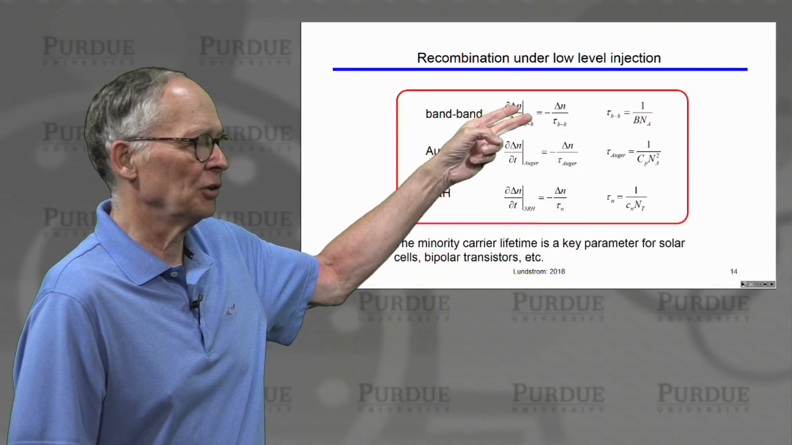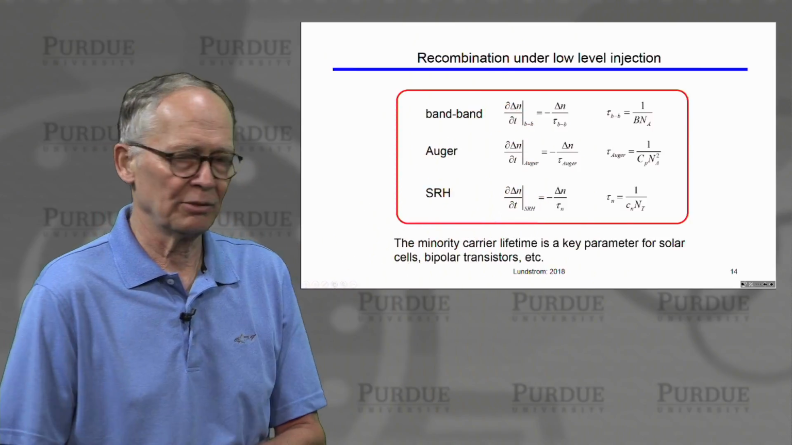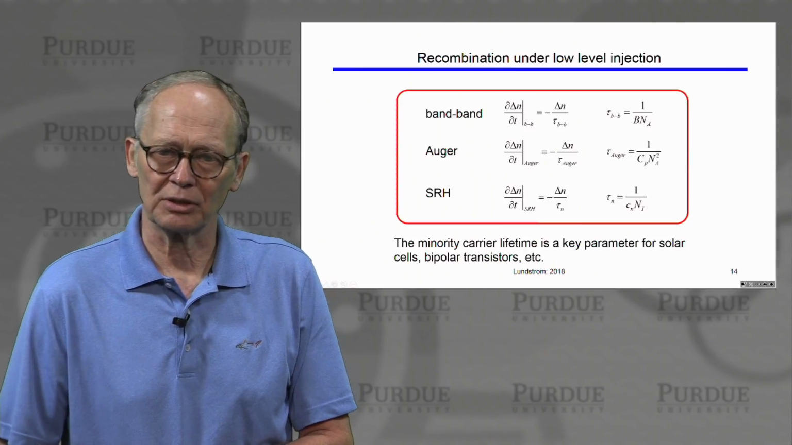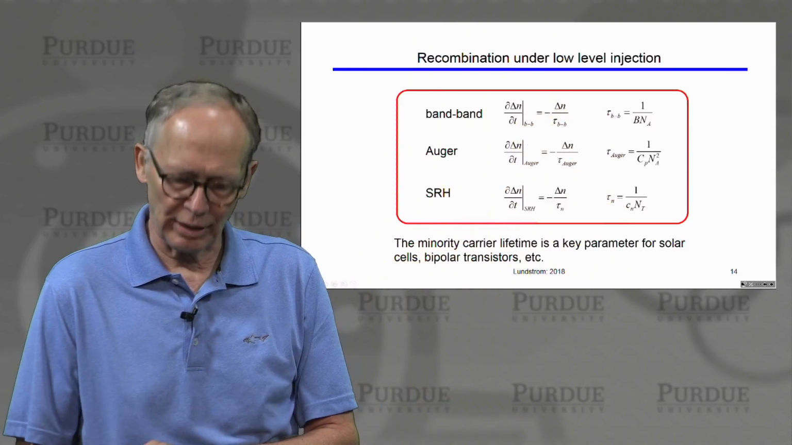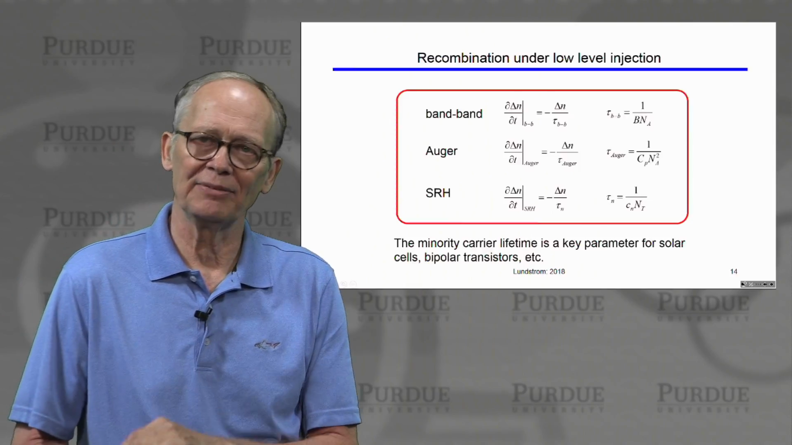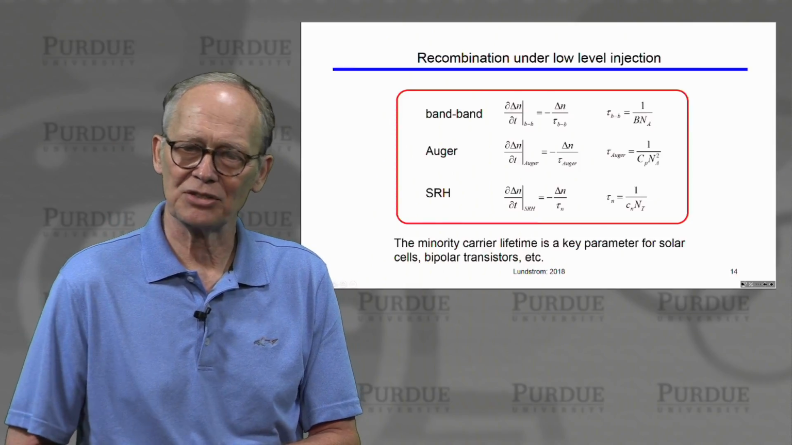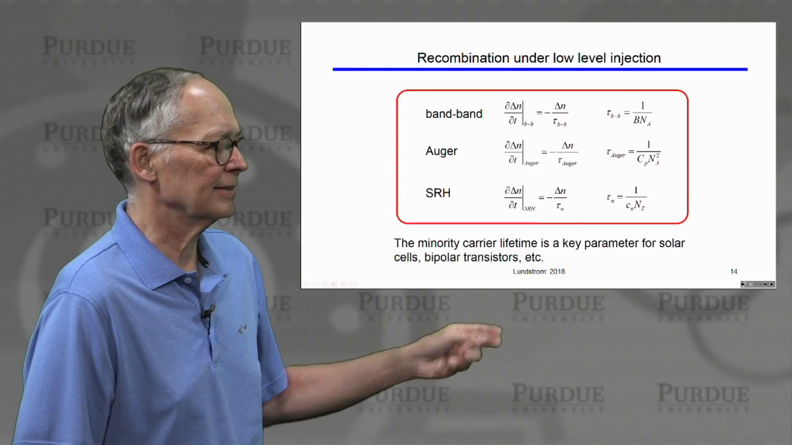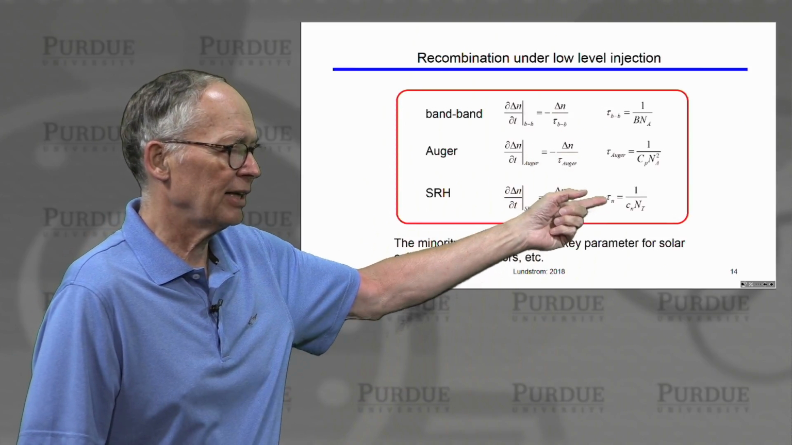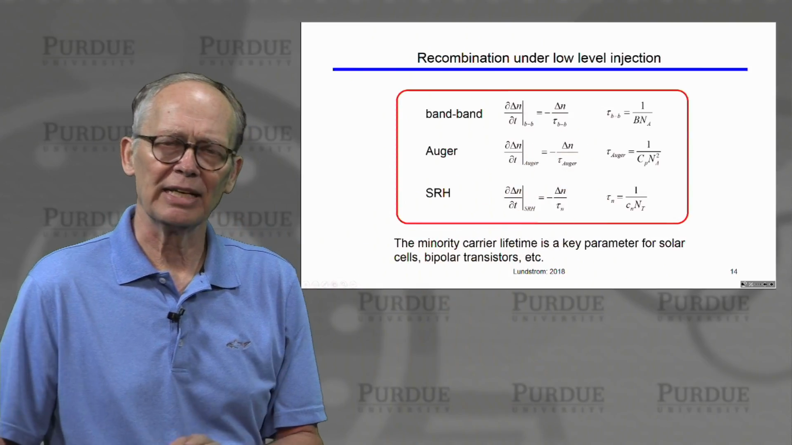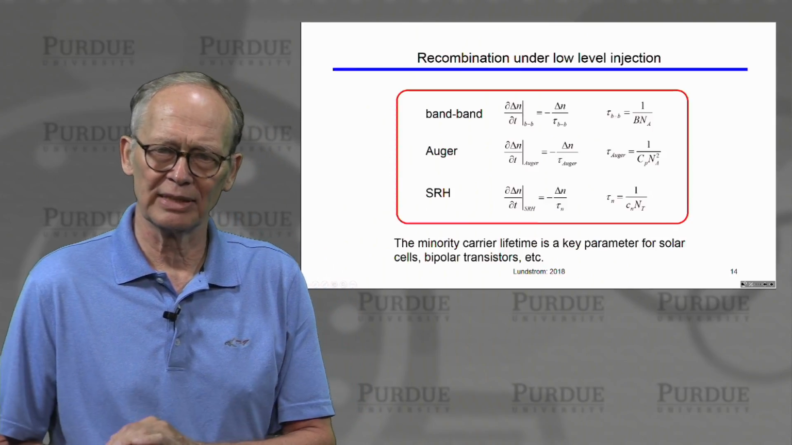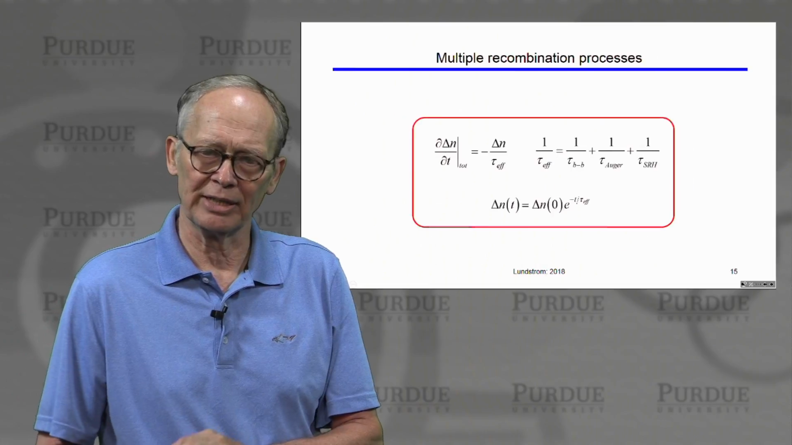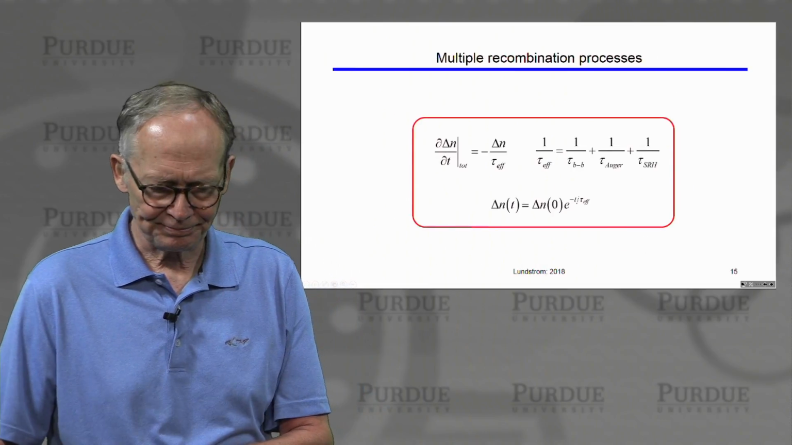We've shown that under low-level injection, they all can reduce to the same kind of differential equation. And we've shown that there is a characteristic time that describes this process, and we've derived that characteristic time in each of these 3 cases. So these are minority carrier lifetimes, and they're very important parameters in devices like solar cells or bipolar transistors that depend on minority carriers for their operation.